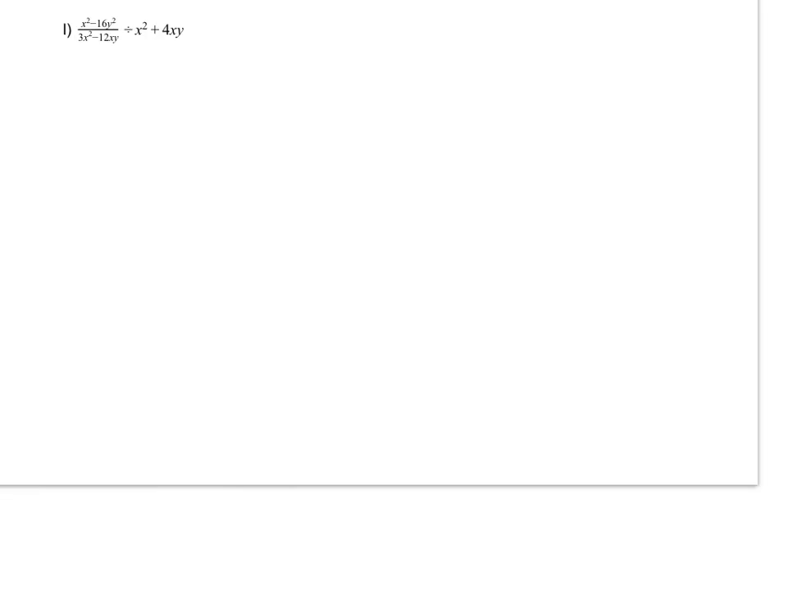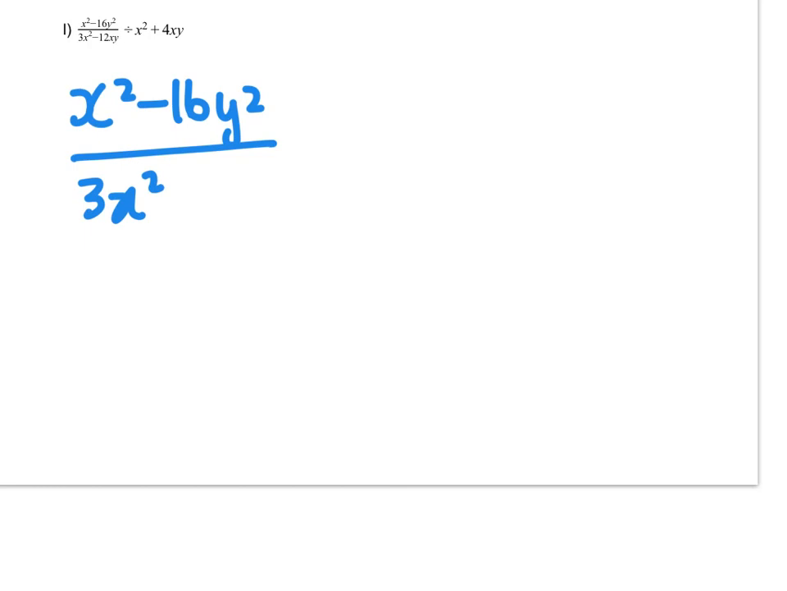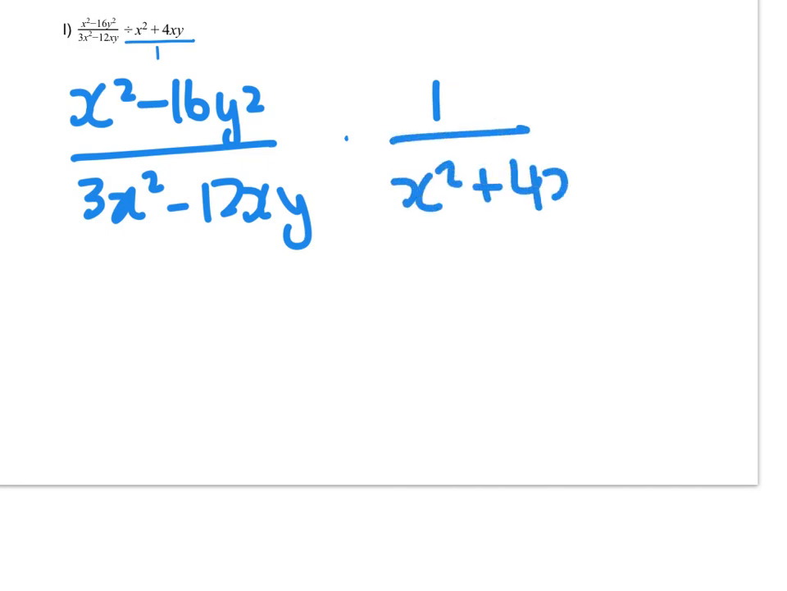So let's have a look at this. Firstly, let's write it in the keep, change, flip format: x squared minus 16y squared all over 3x squared minus 12xy. Now look, see the way the second one isn't a fraction. You can make it into a fraction by just putting it over 1. So when you don't see a fraction, you imagine that it is a fraction over 1, and then to do the keep, change, flip, you just turn that upside down. So instead of x squared plus 4xy over 1, it's going to be 1 over x squared plus 4xy.